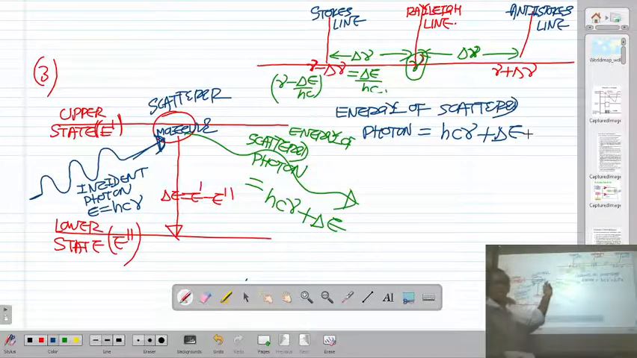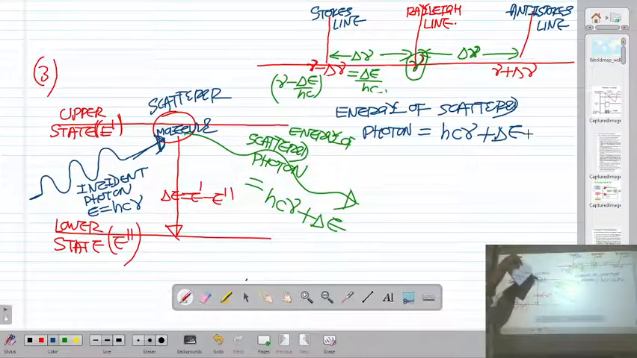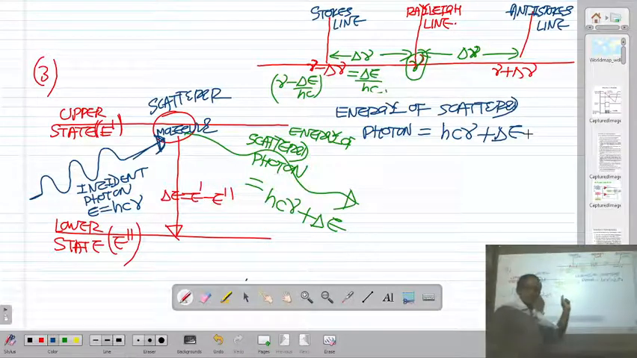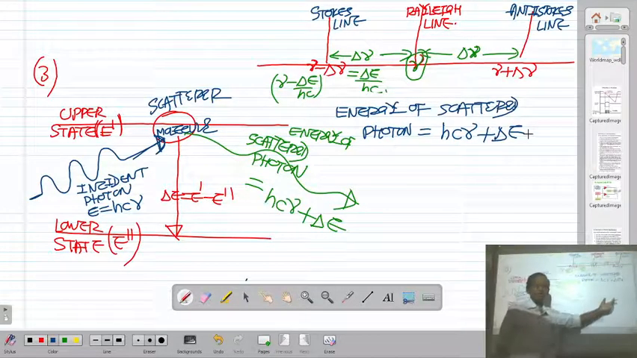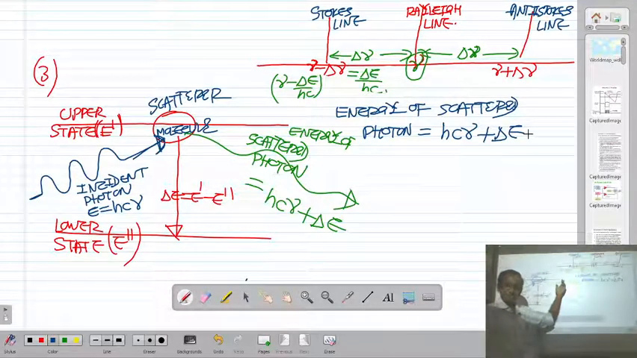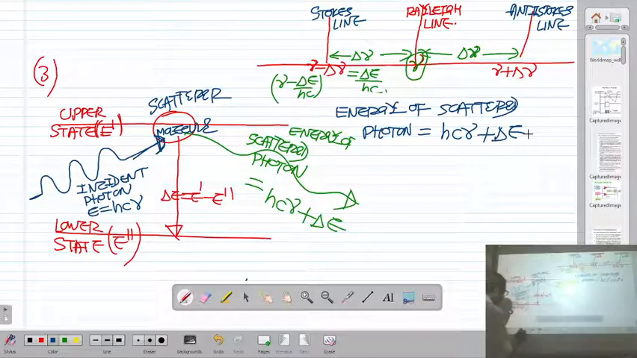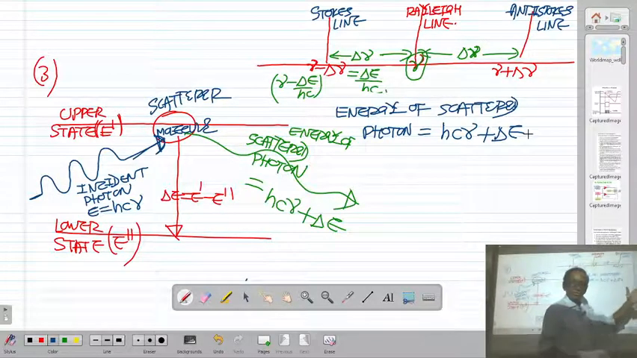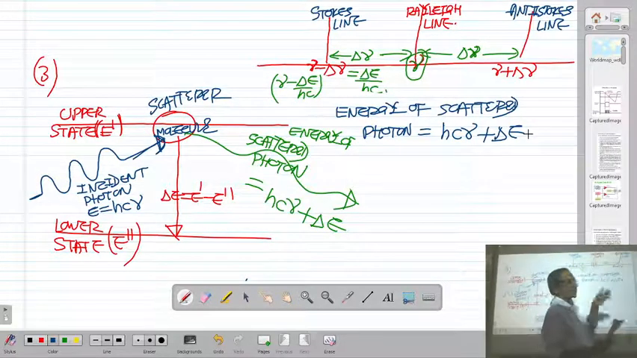So when the incident light photon of energy hν collides with the scattered molecule in the upper state E dash, the molecule is transferred from the upper state E dash to the lower state E double dash, and the photon is scattered with a larger amount of energy hν plus delta E. So whatever energy is lost by the molecule is gained by the photon. In this condition, the photon is gaining the energy delta E. Now the energy is more, so the wave number will be more. So that gives rise to the anti-Stokes line, whose wave number is more than the wave number of Rayleigh.